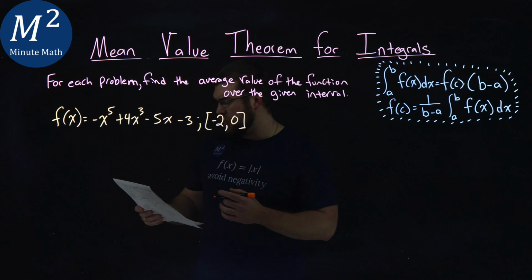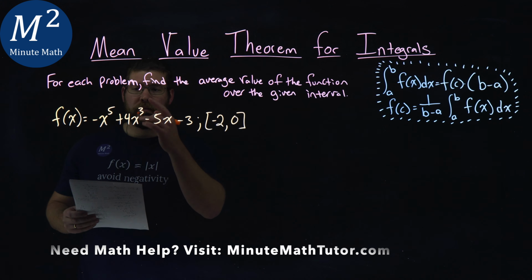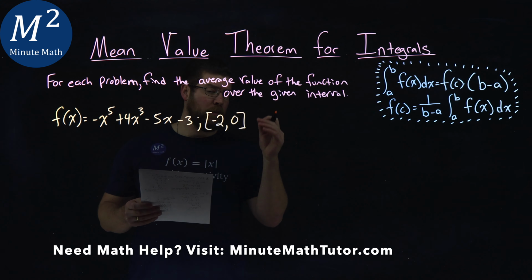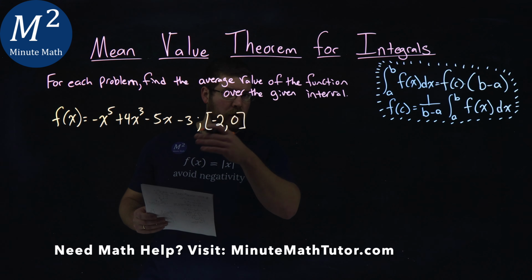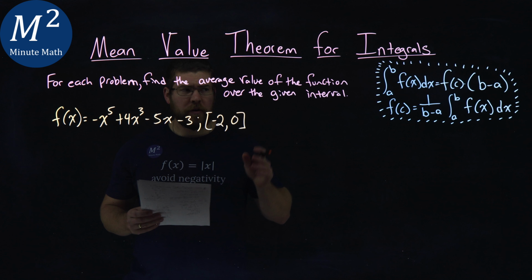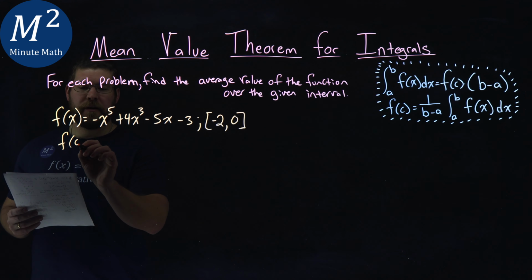We're given this problem right here. f of x is equal to negative x to the fifth power plus 4x to the third minus 5x minus 3, and we want to find the average value of the function over the given interval from negative 2 to 0. Well, first we want to find f of c, that's the average there.